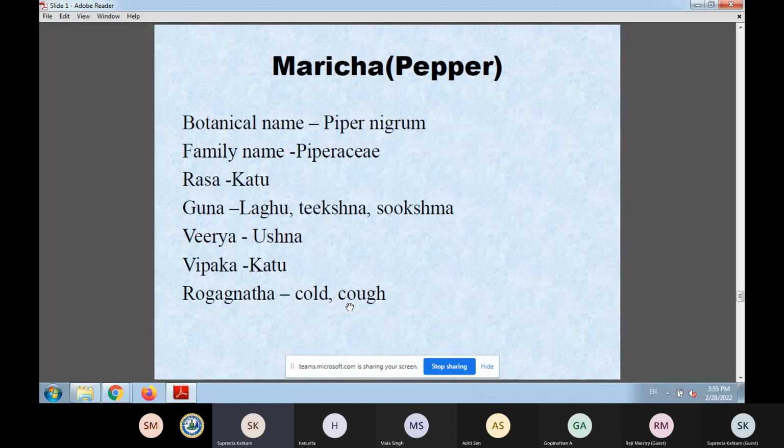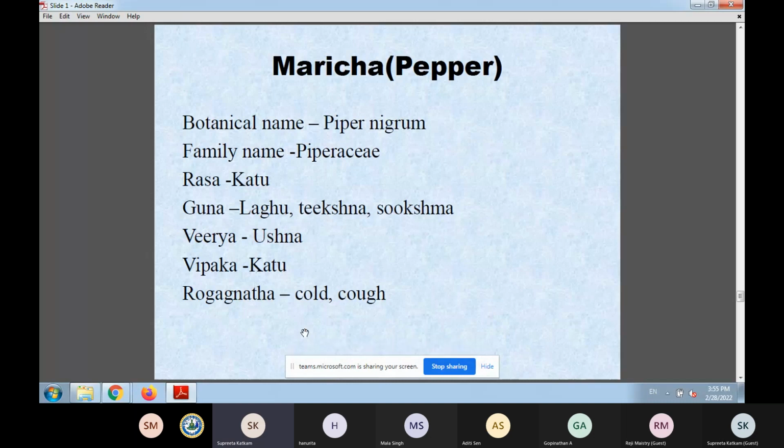Maricha, pepper, Piper nigrum, Piperaceae. Katu, Laghu, Tikshna, Sukshma. This Sukshma means it is able to penetrate into the smallest parts of the body. Important. Virya is Ushna. Katu Vipaka. It is indicated in cold and cough.